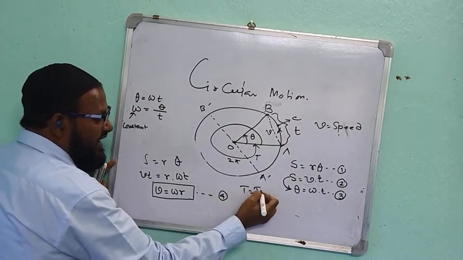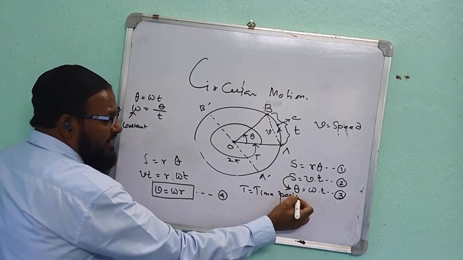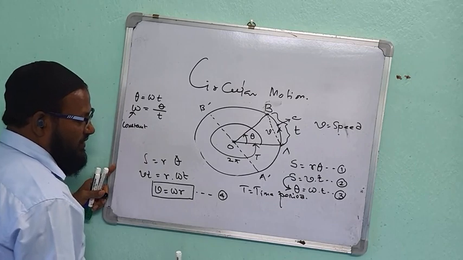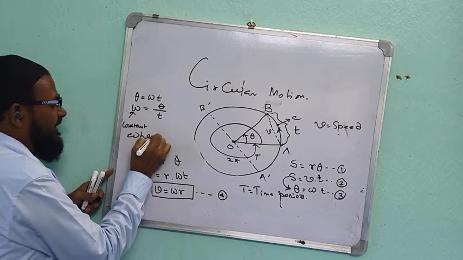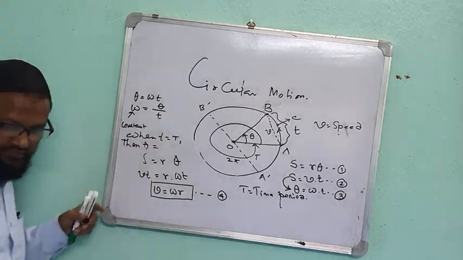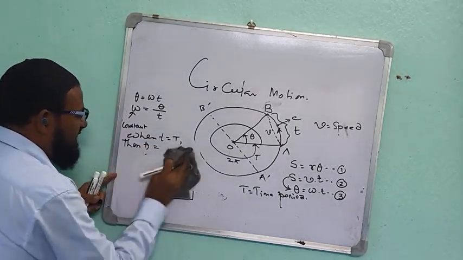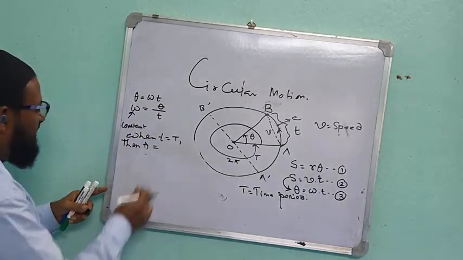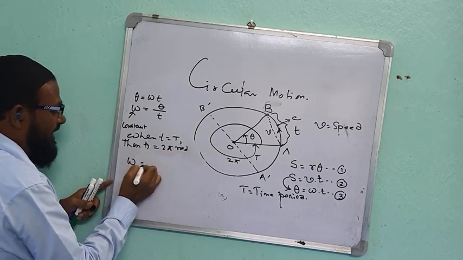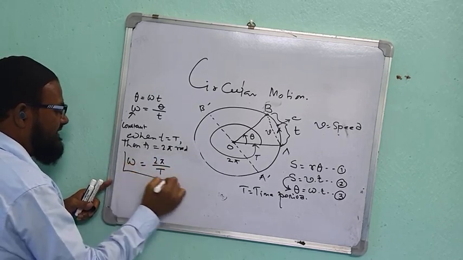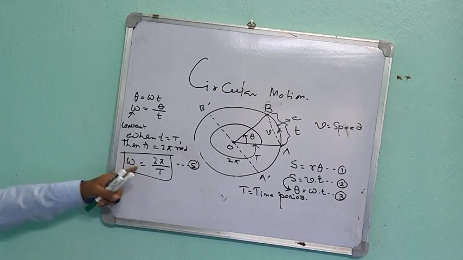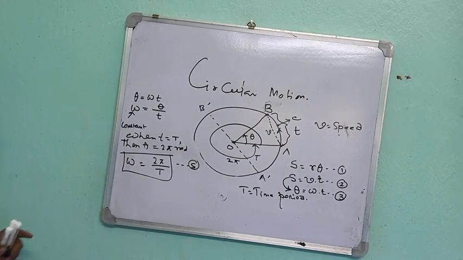What is capital T? Capital T is the time period. When t equals capital T, then what is theta? Please tell me. When t equals capital T, then theta equals 2 pi radians. Now put it here: omega equal to 2 pi by T. This is another equation in this chapter: omega equal to 2 pi by T.